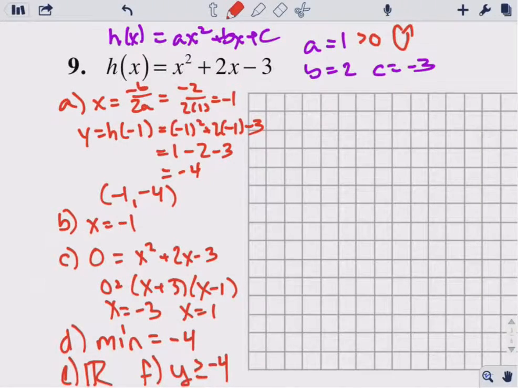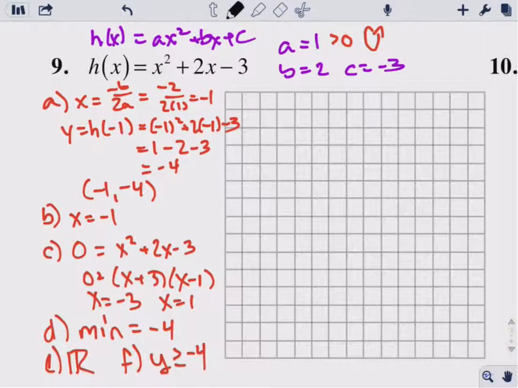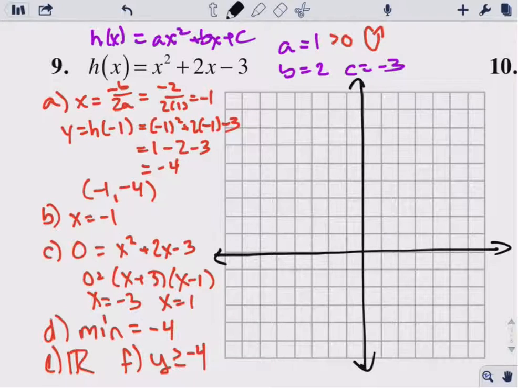Then we graph it. Negative 1, negative 4, and it opens up. Negative 1, negative 4, left 1, down 4. A is 1, go up 1, right 1, up 3, right 1, up 1, left 1, up 3, left 1. And there you go.